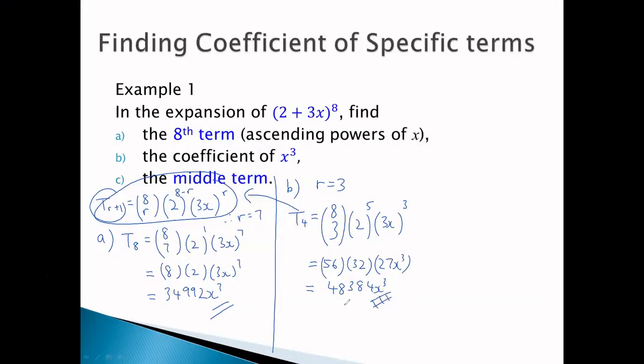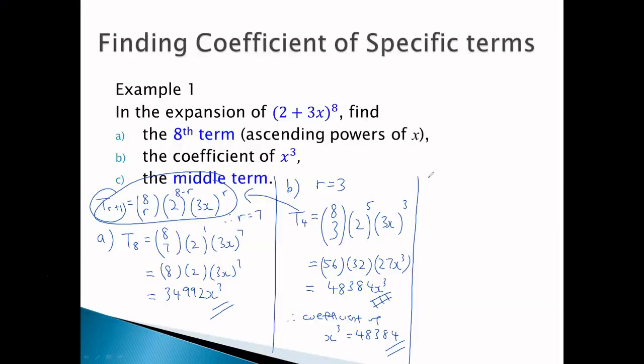Actually, no. They asked for the coefficient, right? Therefore, the coefficient of x cubed equals 48384. All right.